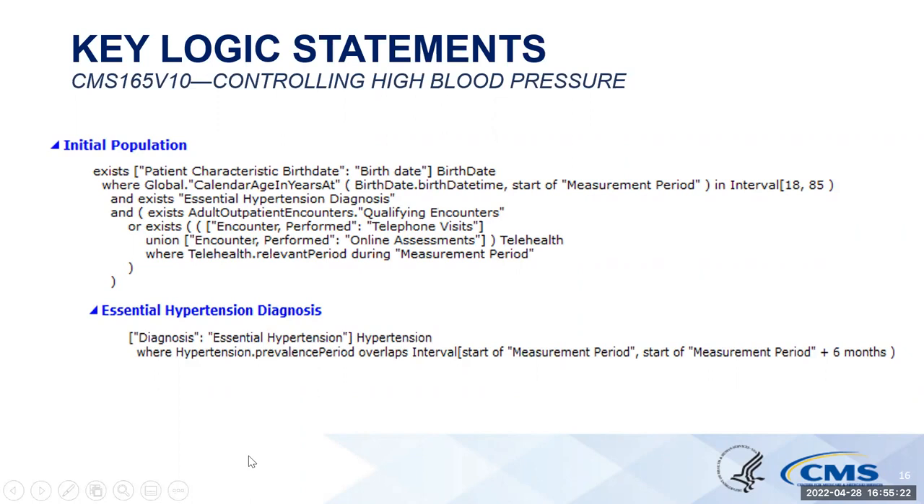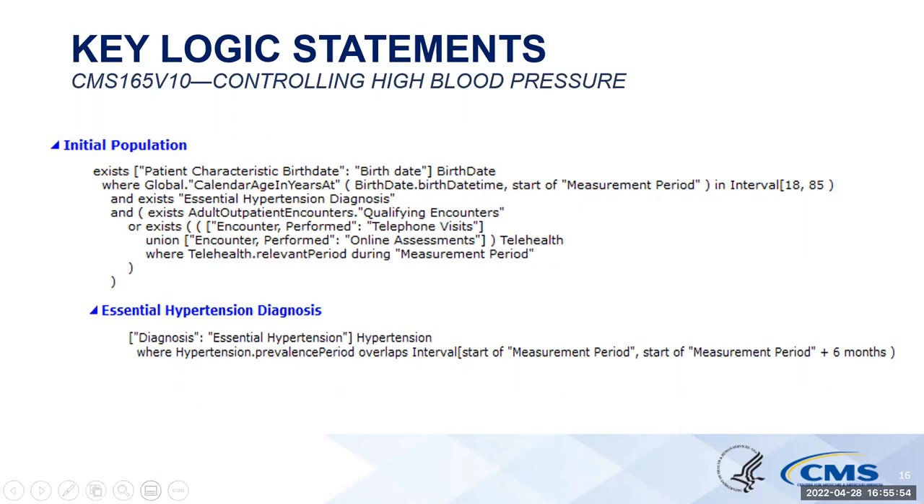To capture patients who are 85 during the measurement period, the patient must be 84 at the start of the measurement period. If the patient is 85 on January 1st, 2022, the patient will turn 86 during the measurement period, and therefore this patient should not be included in the initial population. However, if the patient turned 84 on January 1st, 2022, the patient would be 85 during the measurement period and would qualify for the initial population.